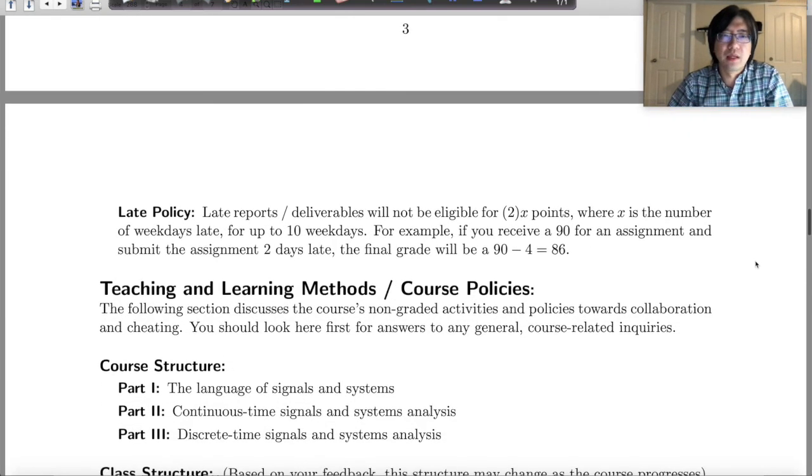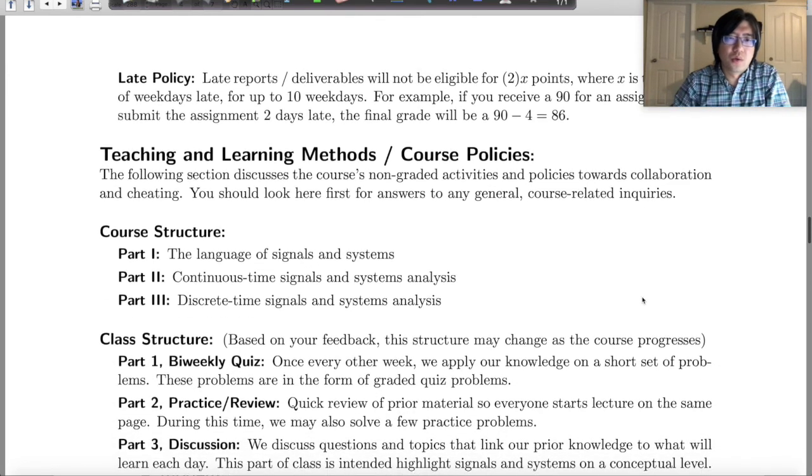The late policy for the lab report is very similar to the homework. The difference is that for every late day, we're going to subtract 2 points, because you have 100 points total. And again, similar to the homework, if you have any emergency, please let me know, and we'll see what we can do.